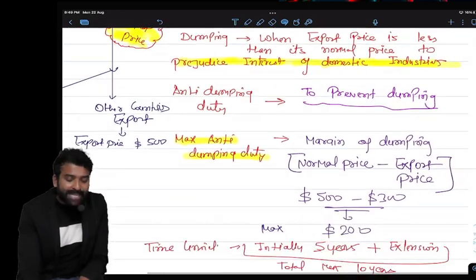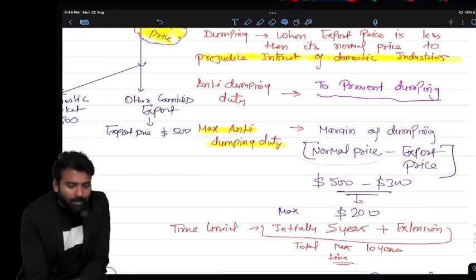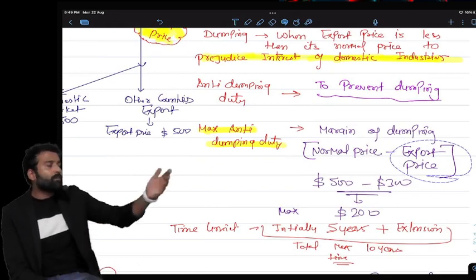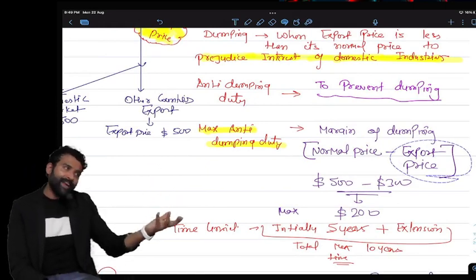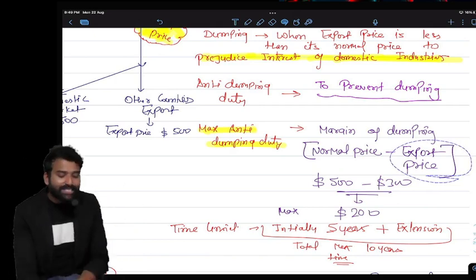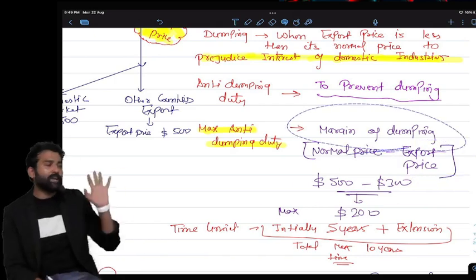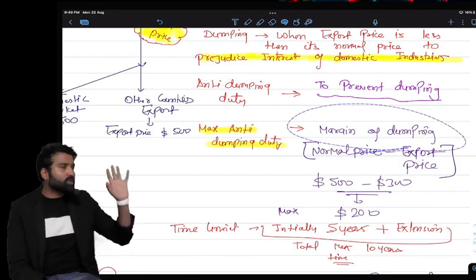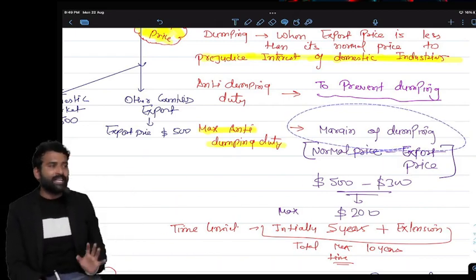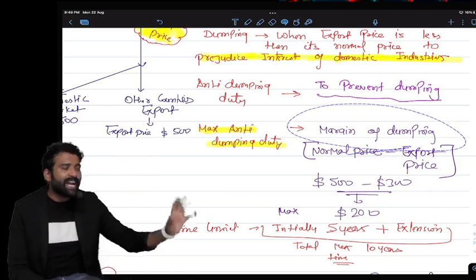What can be the maximum anti-dumping duty? The normal price of the commodity minus the export price of the commodity. So at what price they should sell us? $500. At what price they are selling to us? $300. So how much can be the margin of dumping? $200. So the government can impose duty up to $200 on any commodity which is dumped in the Indian market. That duty is called anti-dumping duty.